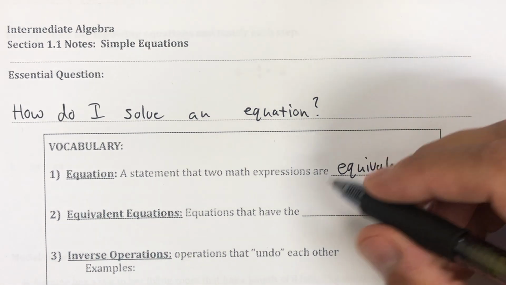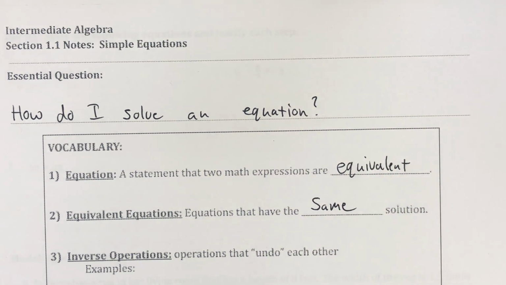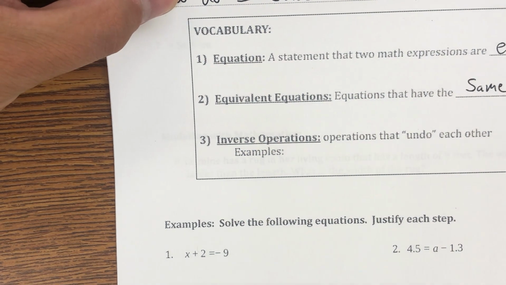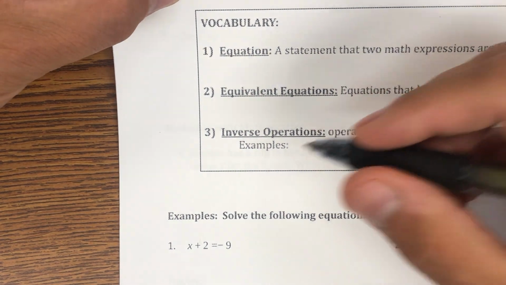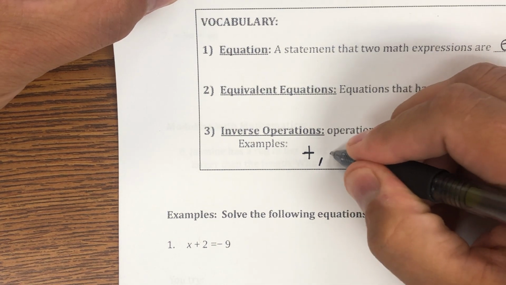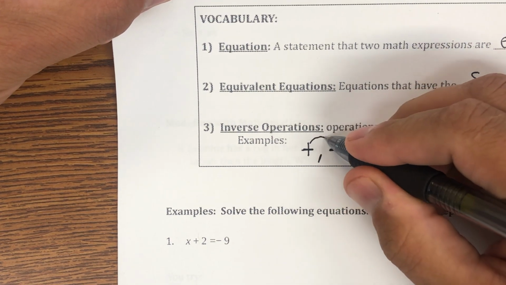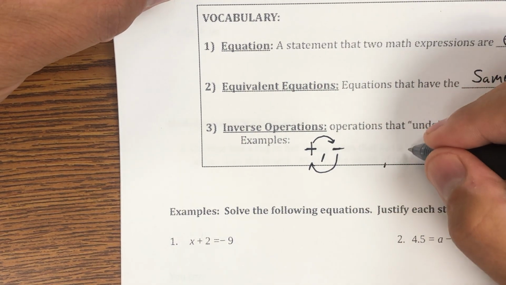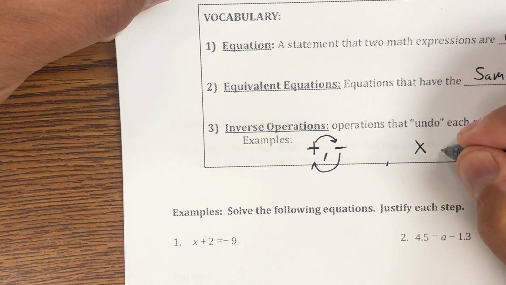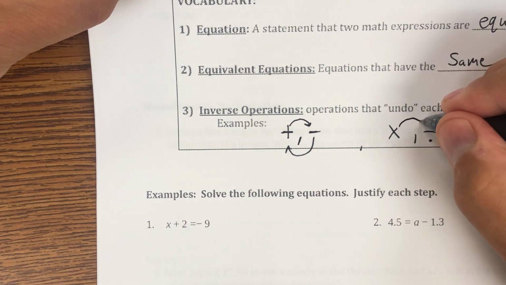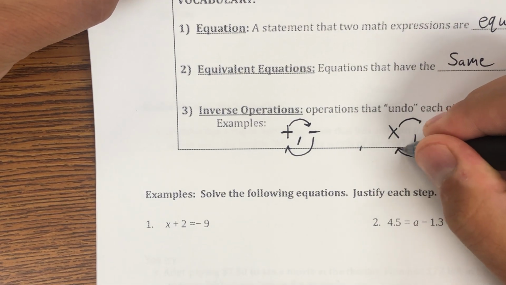Equivalent equations are equations that have the same solution, and inverse operations undo each other. Okay, so operations that are the opposite of each other, they undo. So an example of an inverse operation, the opposite of plus is to minus. In a similar manner, those would go vice versa. The opposite of minus would be to add. Another example would be multiplication and division. The opposite of multiply would be to divide, and the opposite of divide would be to times.